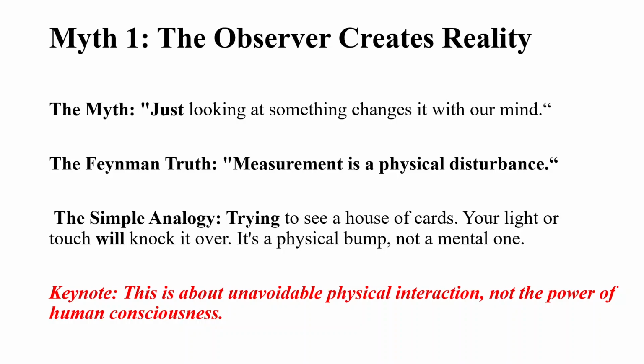Myth 1: the observer creates reality. The myth is that just looking at something changes it with our mind. Feynman says the measurement is a physical disturbance. A simple analogy: if we're trying to see a house of cards, your light or touch will knock it over. It's a physical bump, not a mental one. So this is about unavoidable physical interaction, not the power of human consciousness.